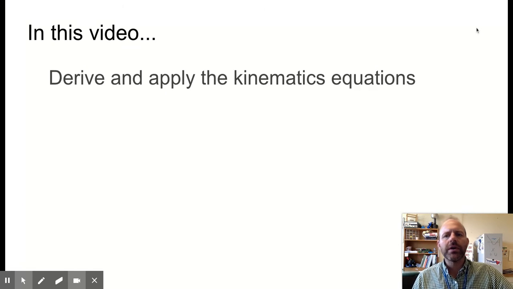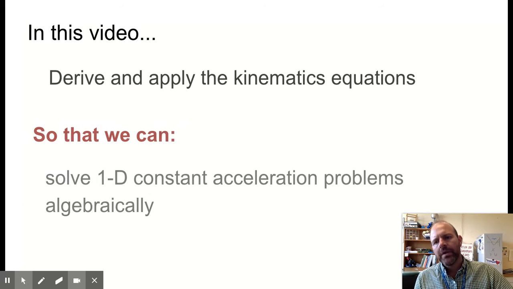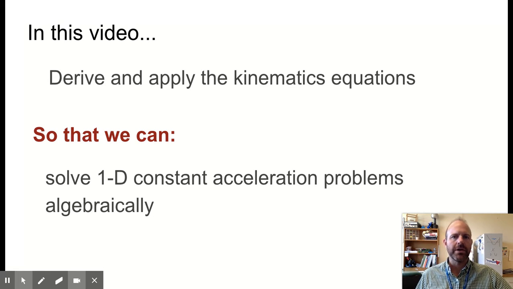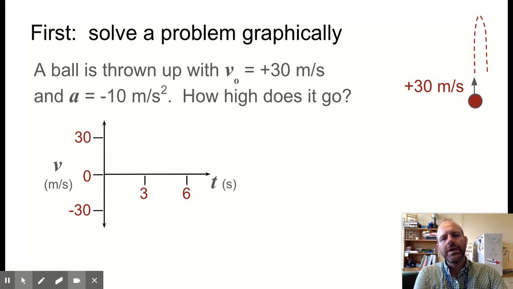So in this video, we're going to derive and apply the kinematics equations. You can follow along. The goal here is that we will all be able to solve 1D constant acceleration problems. So just one dimension to start, algebraically, not using the graphs, although the graphs can still be a good support tool. So we are going to start with the graphical method, the way we've been thinking about this.